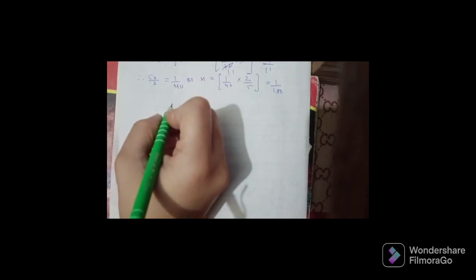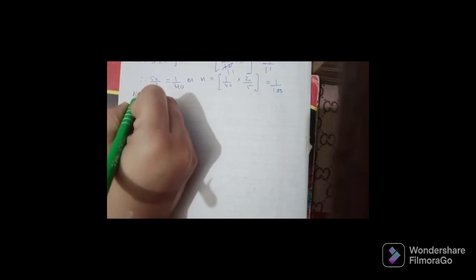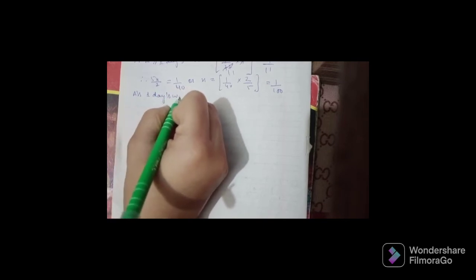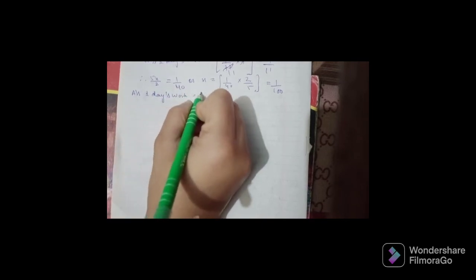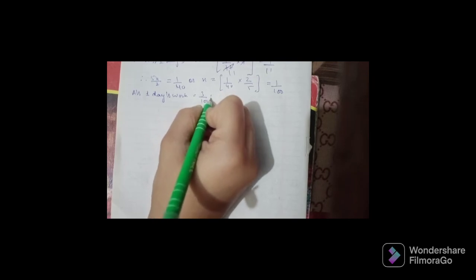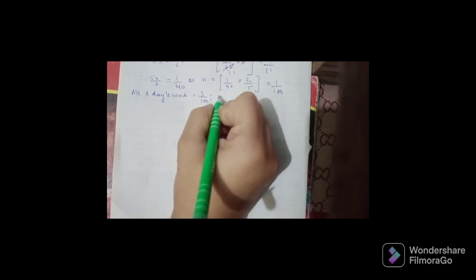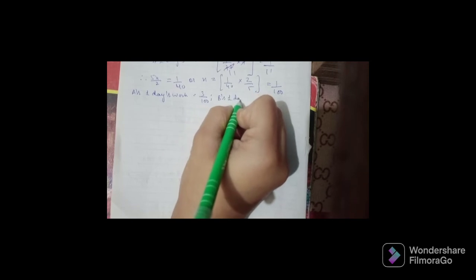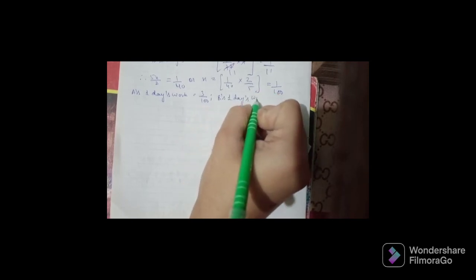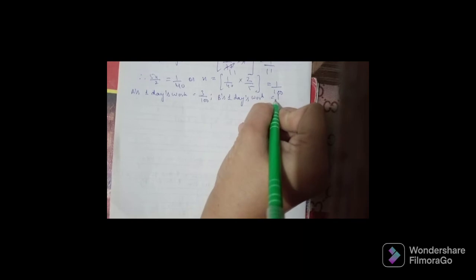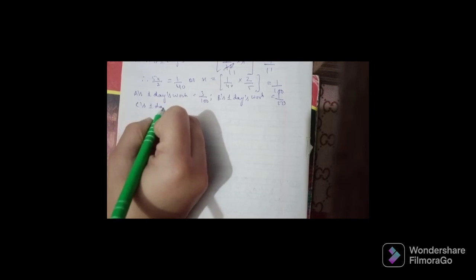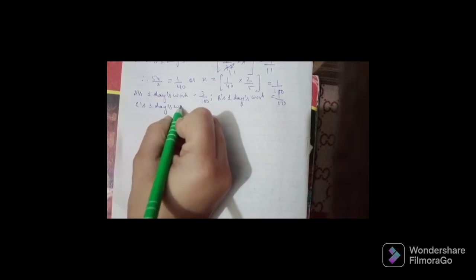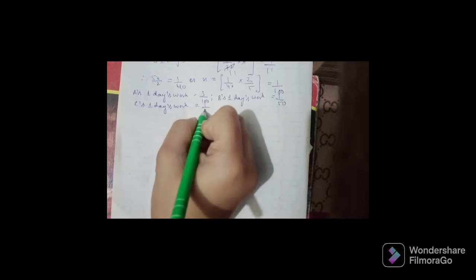So A's 1 day's work equals 3 upon 100. B's 1 day's work equals 1 upon 50, and C's 1 day's work equals 1 upon 40.